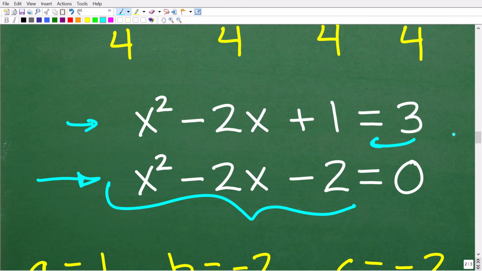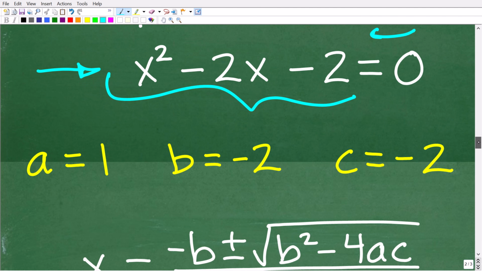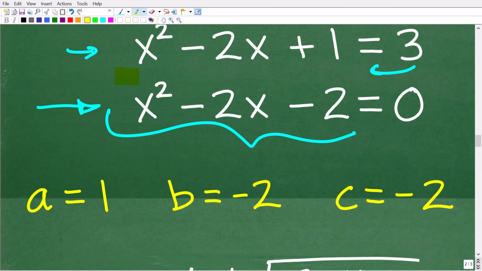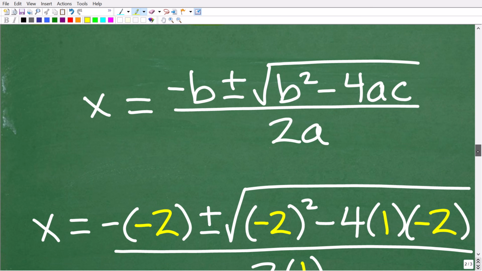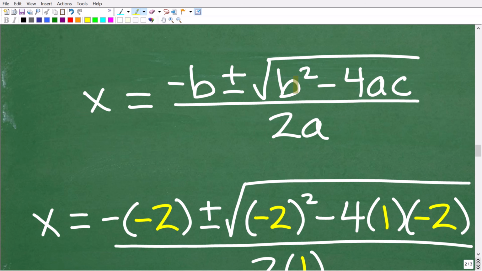All right, so I'm not going to turn this into a full lesson, but basically this equation here is written in standard form. So our leading coefficient right here is a, so a is equal to 1. Our middle term, negative 2, is b, and our last term, our constant, is c, so c is equal to negative 2. And this is the quadratic formula. All right, so x is equal to negative b plus or minus the square root of b squared minus 4ac all over 2a.